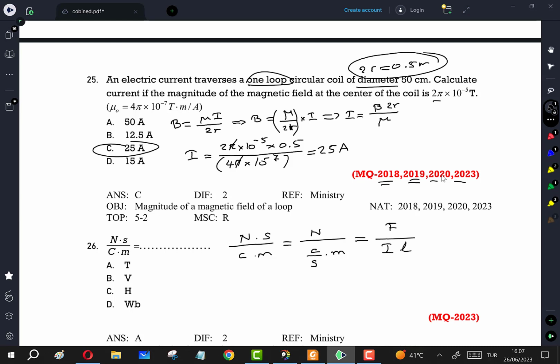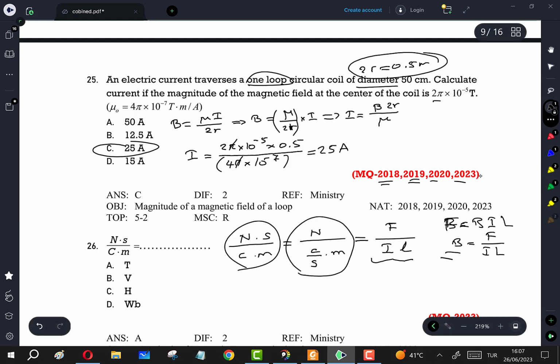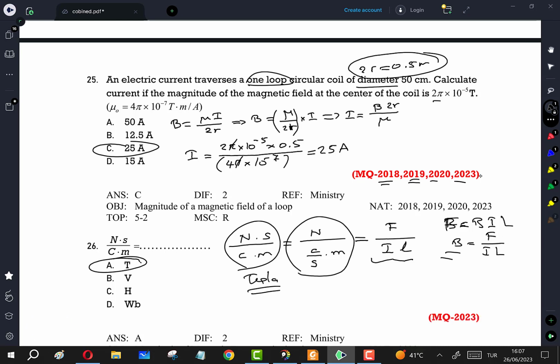m is length. And this equation is coming from the equation F is equal to BIL. If you write B alone, it becomes F over IL. So the result of this is going to be the unit of magnetic field, which is Tesla. So A is the correct answer.